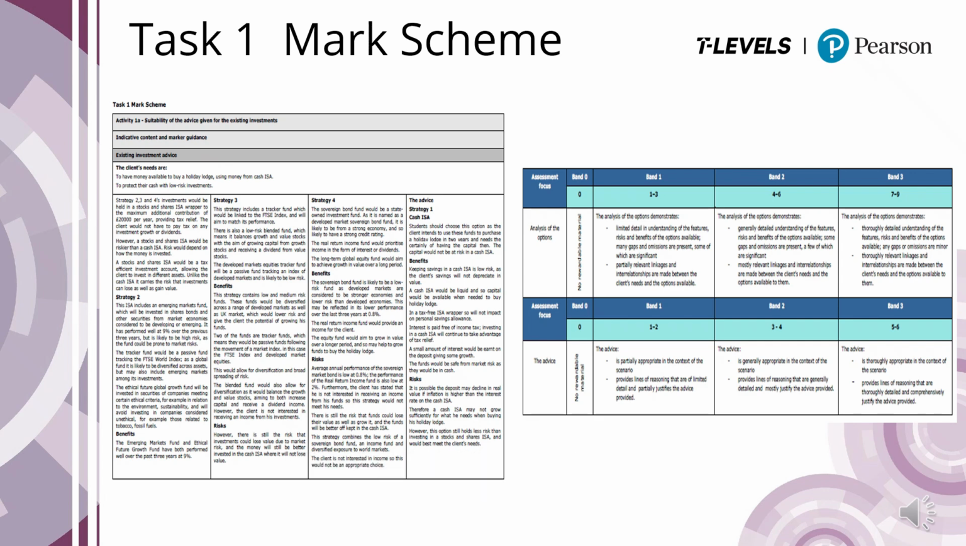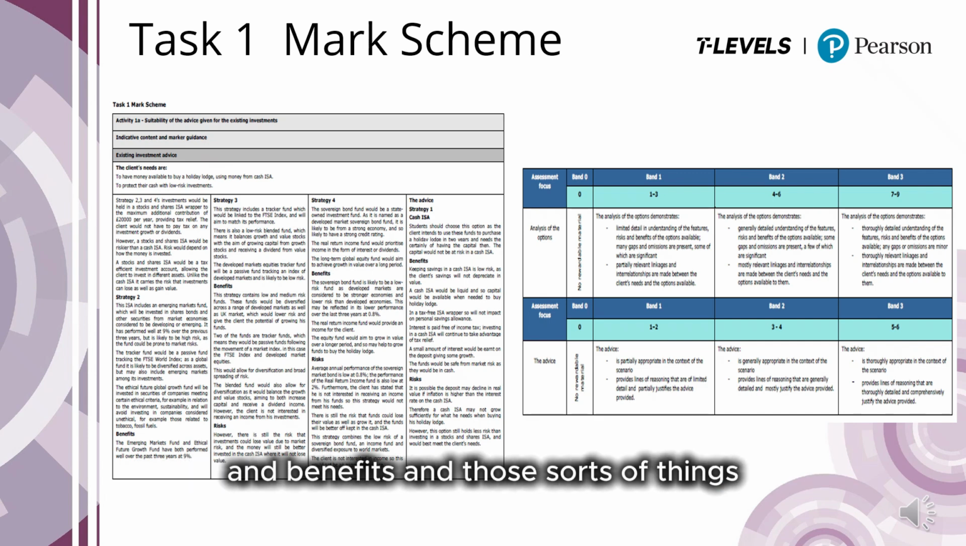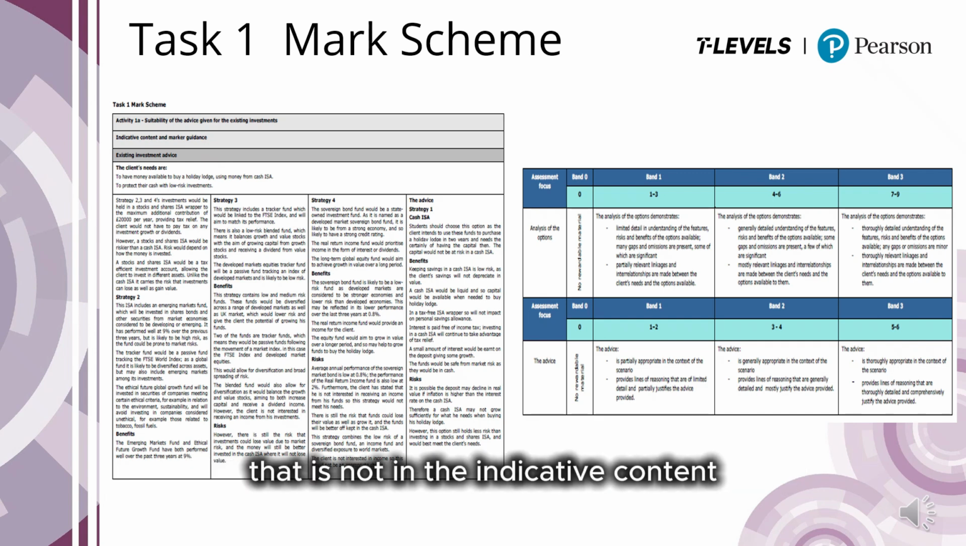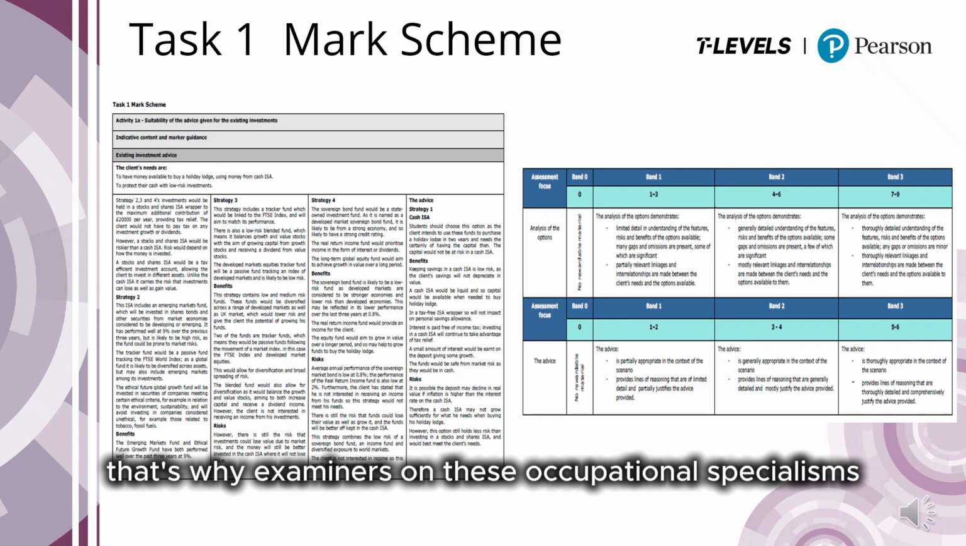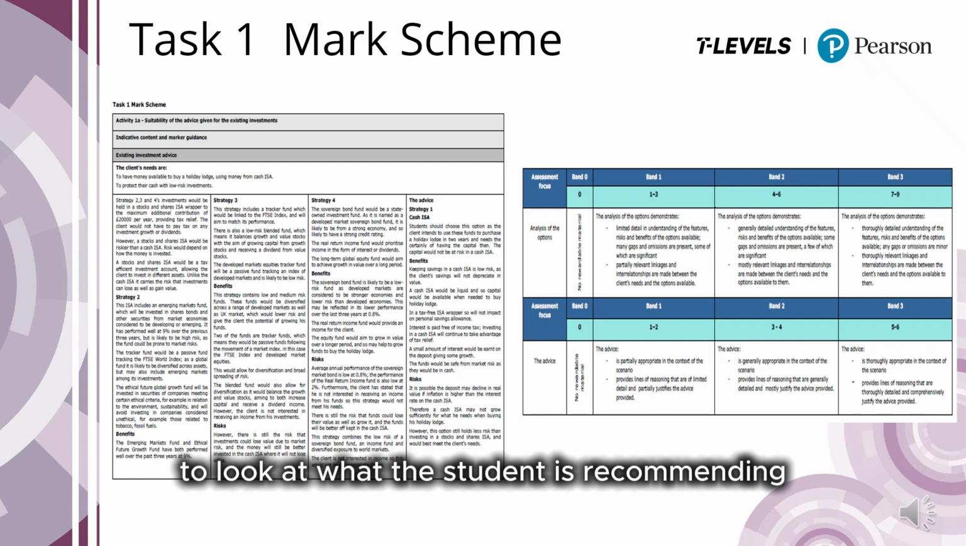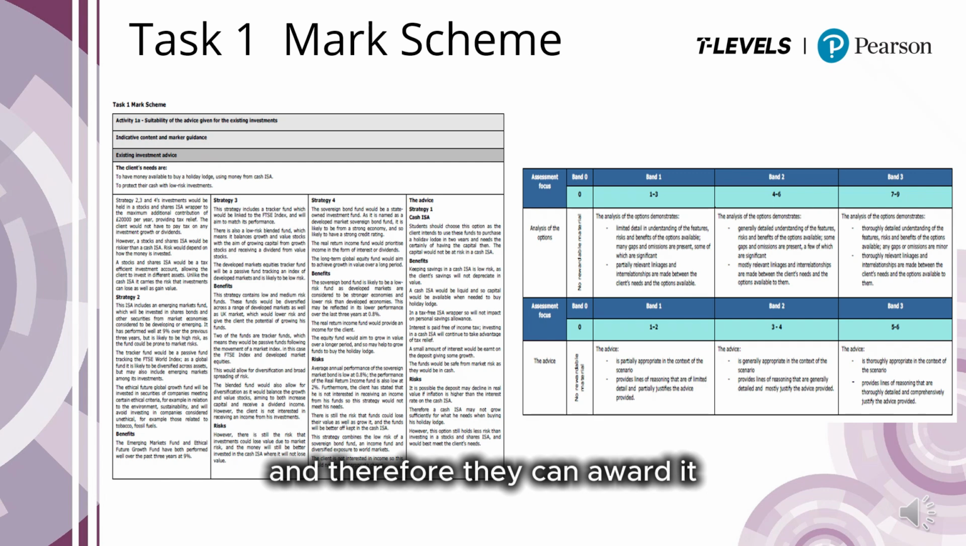Okay, students are looking at this and they're given examples here of strategies and benefits and those sorts of things. If, however, a student comes up with something that is not in the indicative content, but it is accurate and it is appropriate, then the examiner can award it. That's why examiners on these occupational specialisms are experienced, they are specialists. It's because they have that ability to look at what the student is recommending and to say, actually, that would be a relevant recommendation, and therefore they can award it.